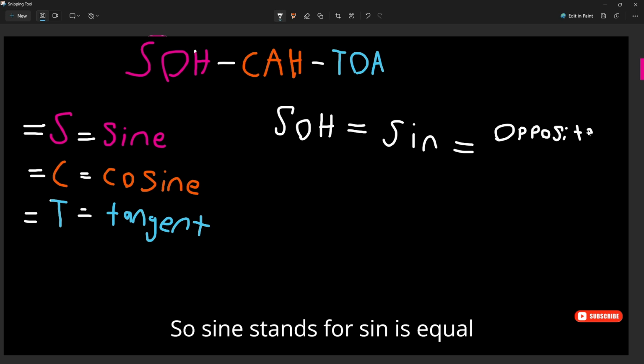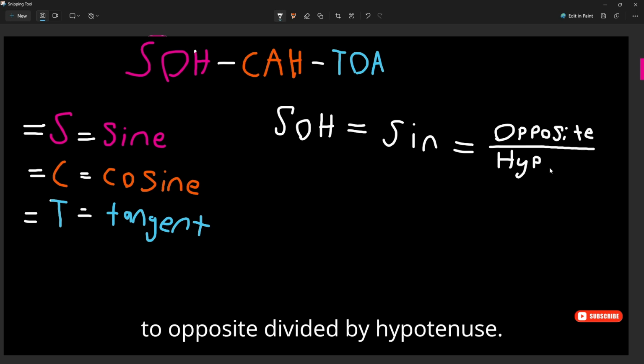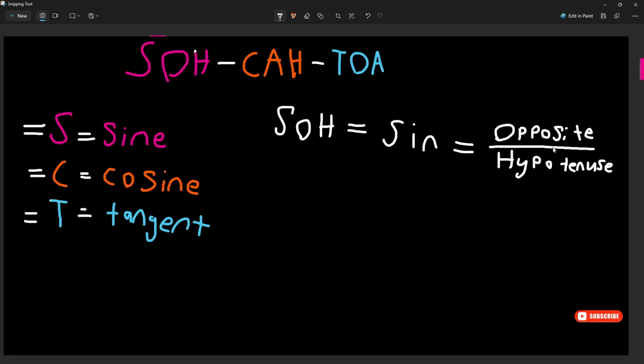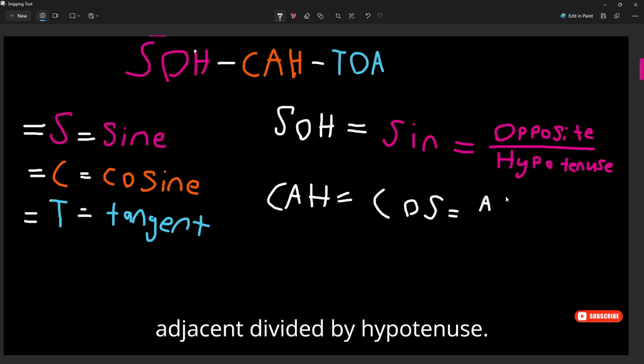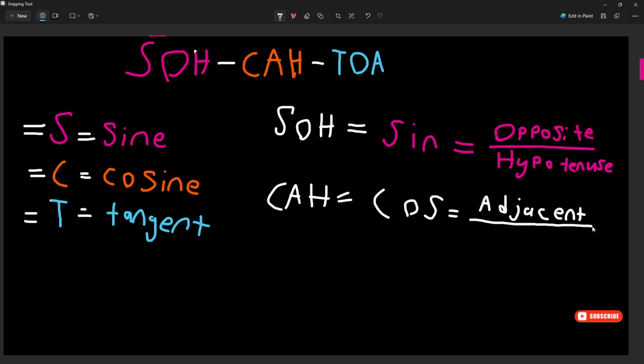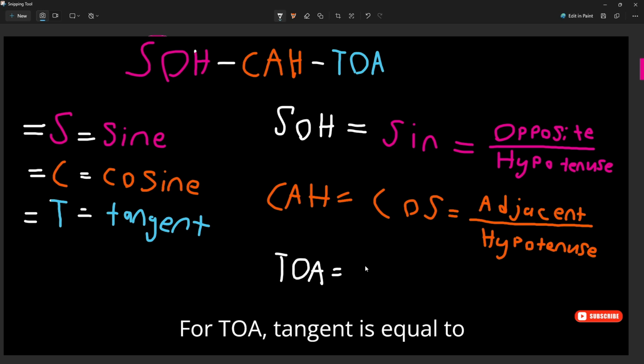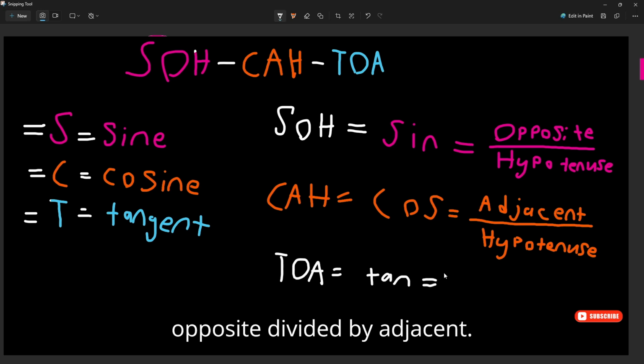So, SOH: sine is equal to opposite divided by hypotenuse. For CAH, cosine is equal to adjacent divided by hypotenuse. For TOA, tangent is equal to opposite divided by adjacent.